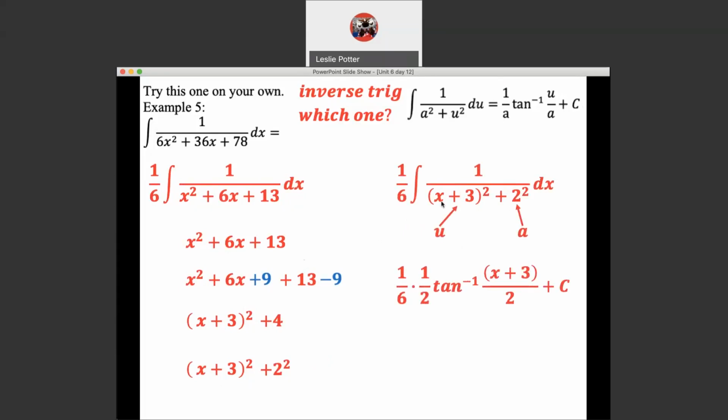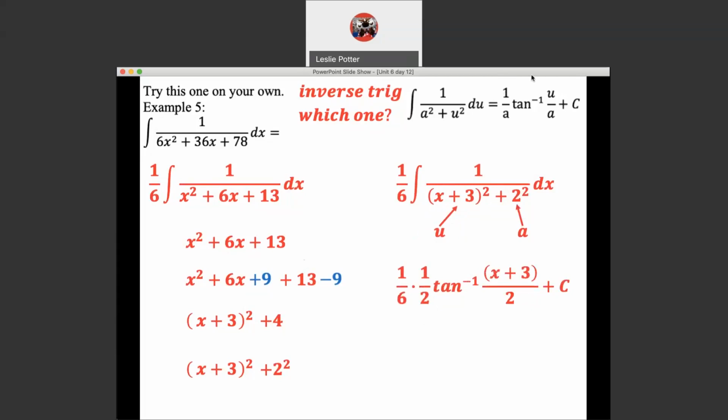And my u, notice my u is x plus 3. So don't get distracted with that answer quite yet. And so just to talk about doing a u sub, we don't have to because the derivative of this is 1. Okay, so we're not going to introduce any other constant into this expression because of that. But if you wanted to do a u sub, you could. Okay, back to this. So this is my u and this is my a.